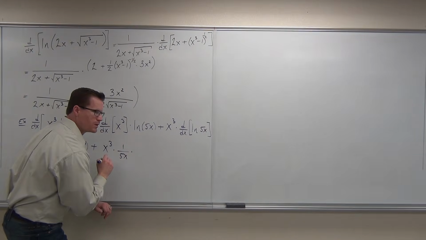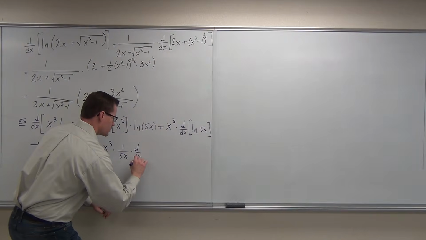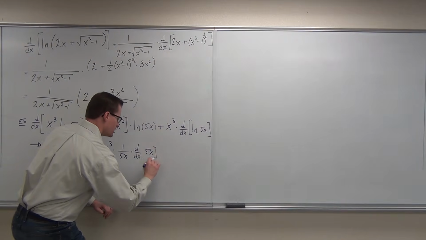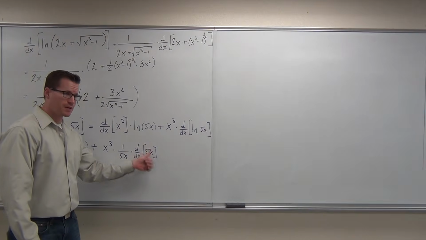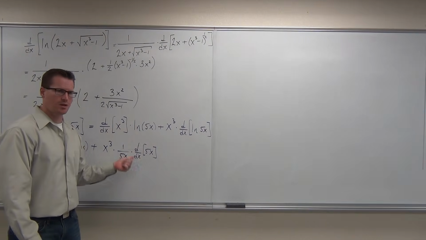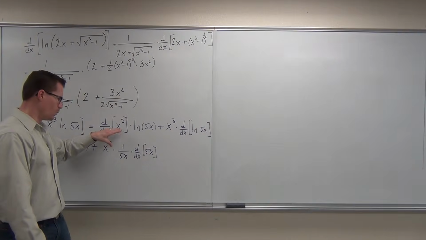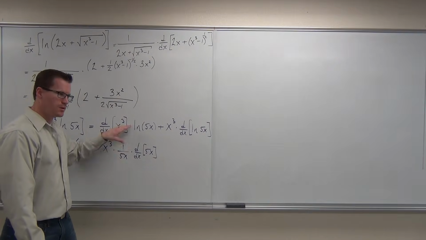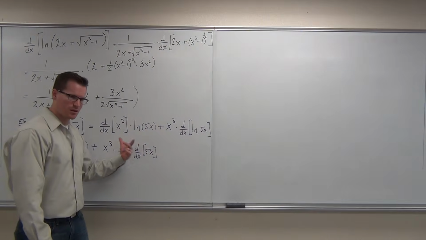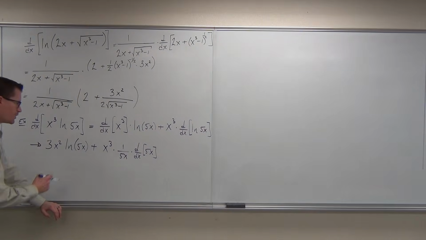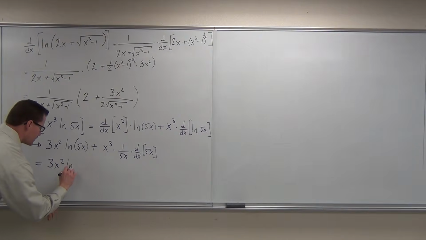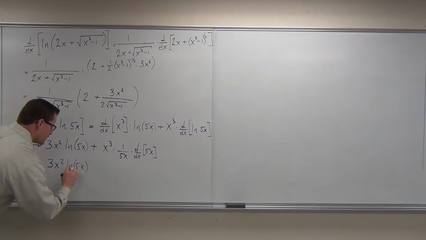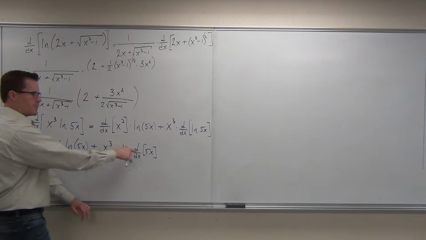Times, sure, I'm going to show it right now just so we get used to doing that. Times the derivative of 5x. Some people forget to do this. If you forget to do this, you can change your problem a lot. You have a 1 over 5 instead of 1 over x. Okay, you have something different here. So 3x squared ln 5x, no problem. Plus, how much is that? 5.